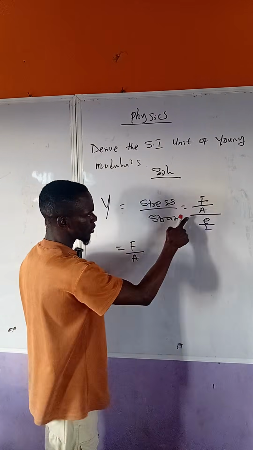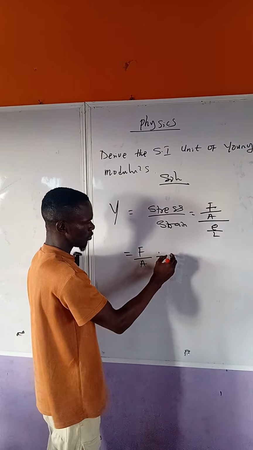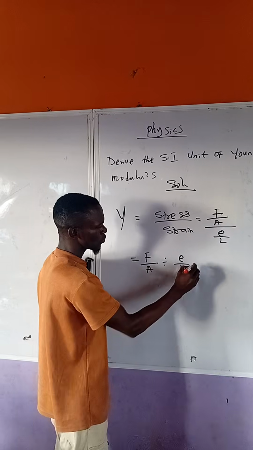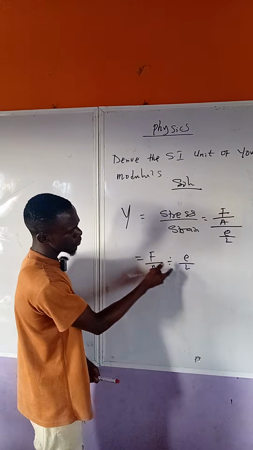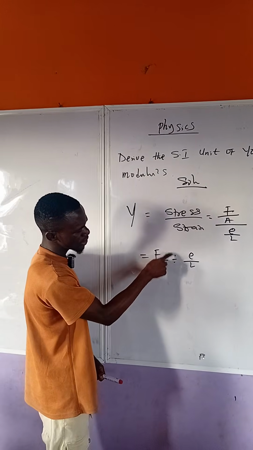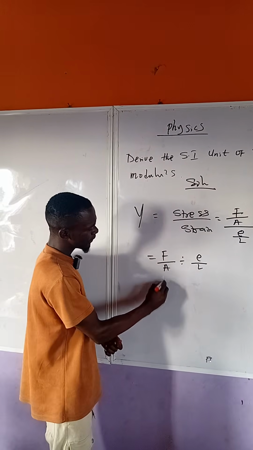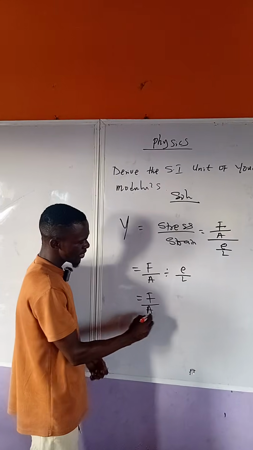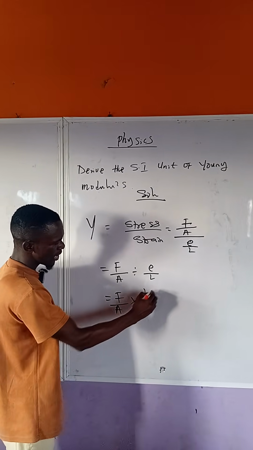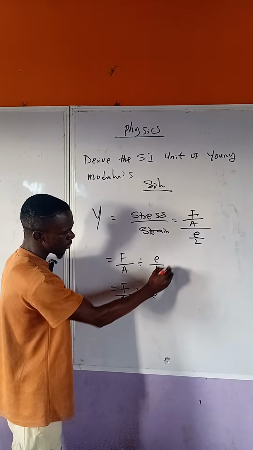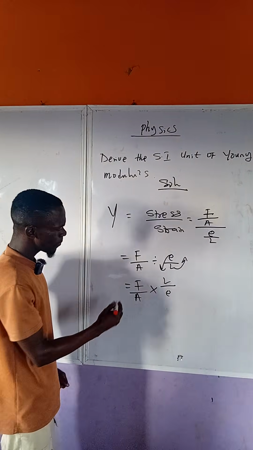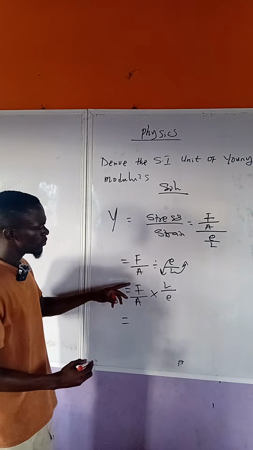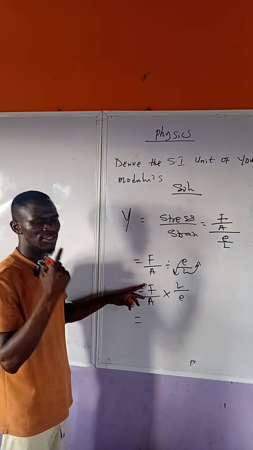Then this is divided by extension over length. Note, when you flip this down, the division changes into multiplication. So you have force over area times length over extension. This one comes up, this one comes down, and the division changes into times.